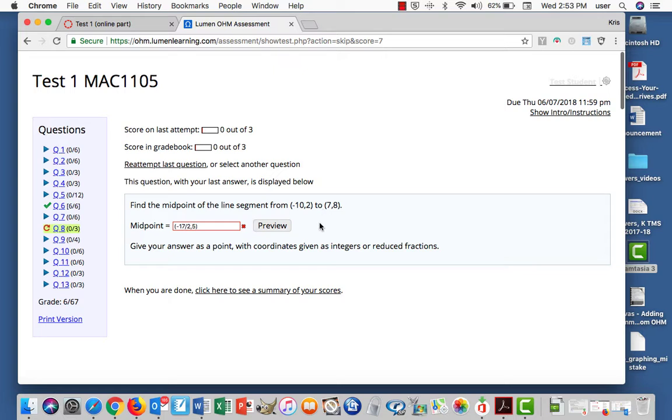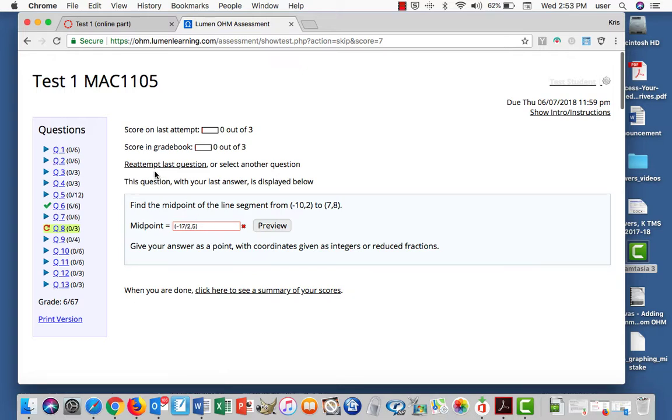Oh, I see what I did wrong. I subtracted -10 minus 7 instead of adding. Midpoint is found by adding the x's and dividing by 2 and adding the y's and dividing by 2. Now notice up here, I did that problem wrong.